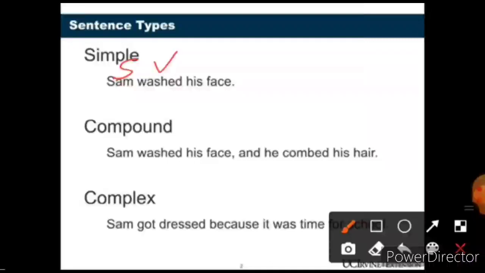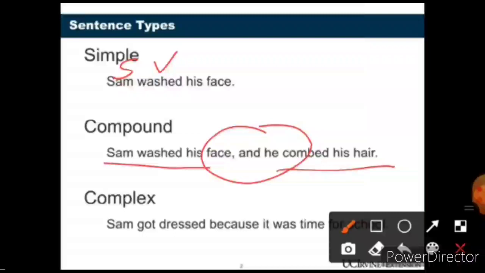The second sentence is a compound sentence, and it has two independent clauses. The first one is Sam washed his face, and the second one is he combed his hair. Now these two independent clauses are joined with a comma and a coordinating conjunction over here, and it shows that this is a compound sentence.